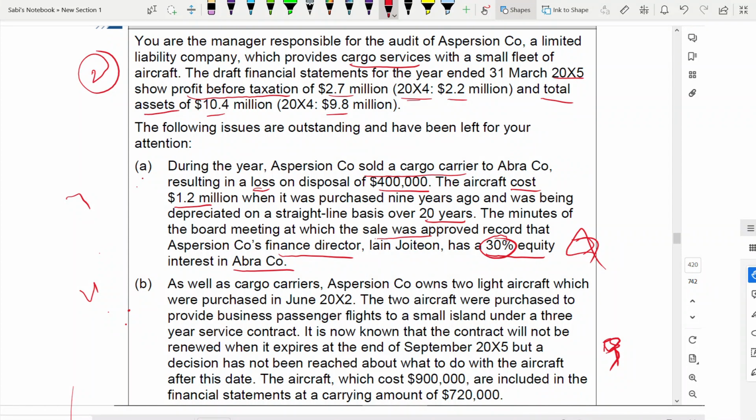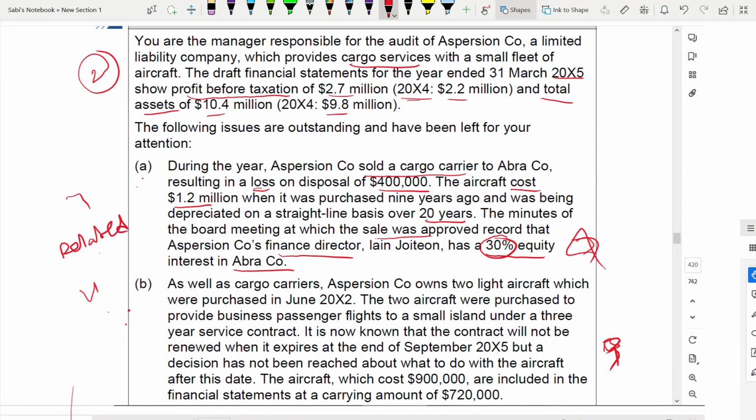Out of this, what matter needs to be communicated to the management? That is the requirement, right? Think. Before you understand what to communicate, you have to understand the issue. Which standard are they dealing with? What is that thing which is wrong, not correct? Issue means something which is not correct. What is it? It's a related party.